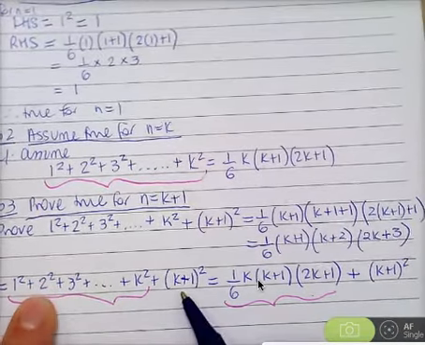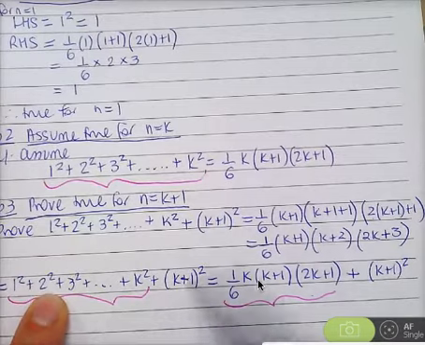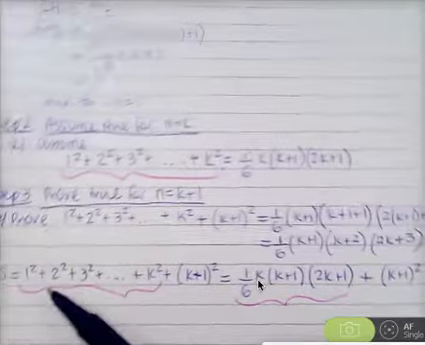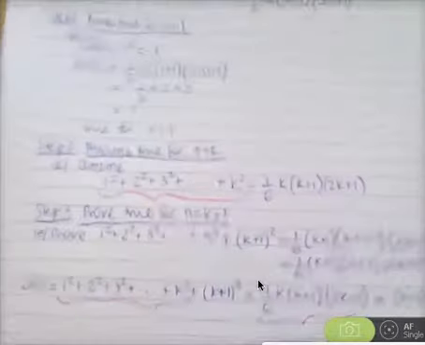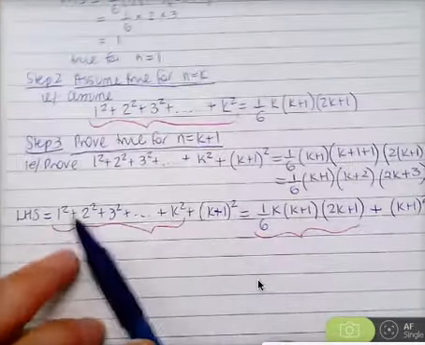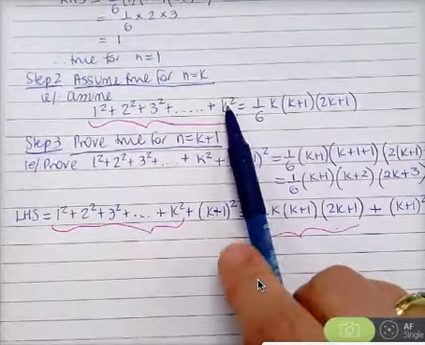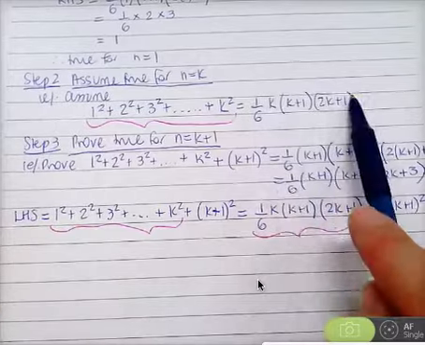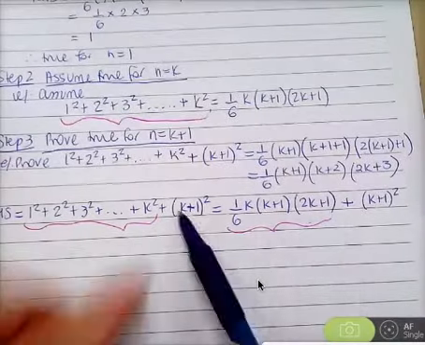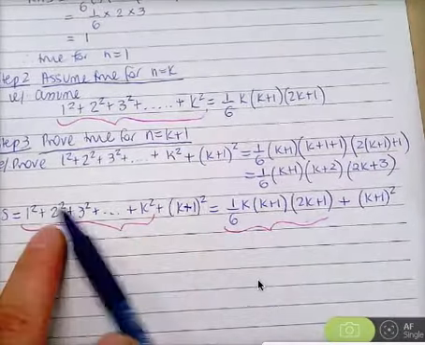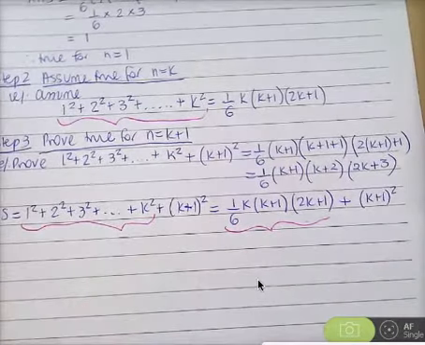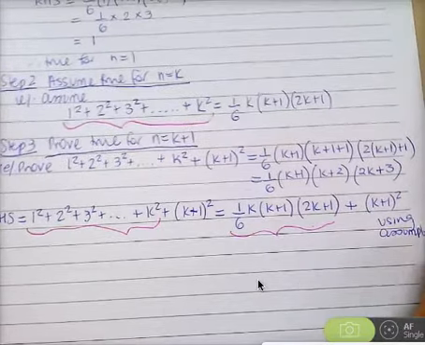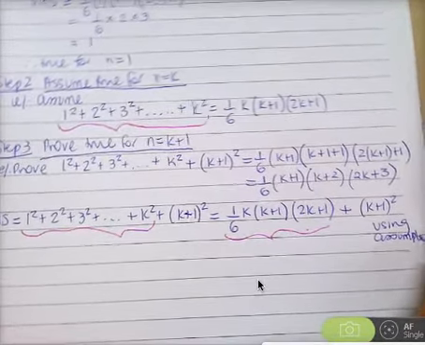So I'm starting with this, and I'm trying to show that this equals that. But what I can do from step 2 is that I've got this. I can replace this from step 2. Remember, you've got to use your assumption from step 2. I can replace all of this with this 1/6 business. And I've still got to add the K plus 1 squared because I'm saying, well, that equals this. Using assumption. I'm not going to write down what the assumption is. Just write using the assumption.